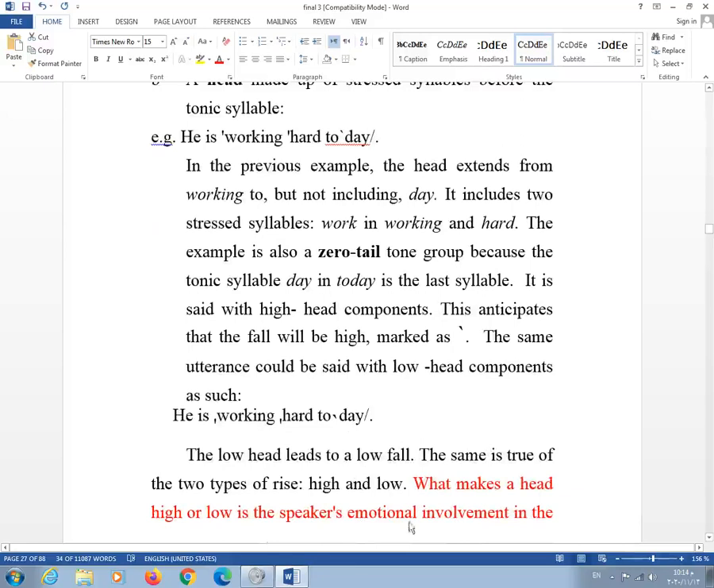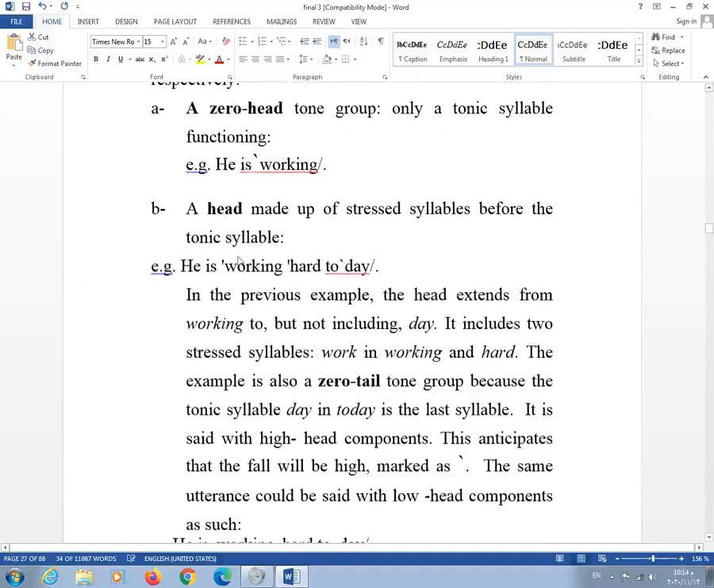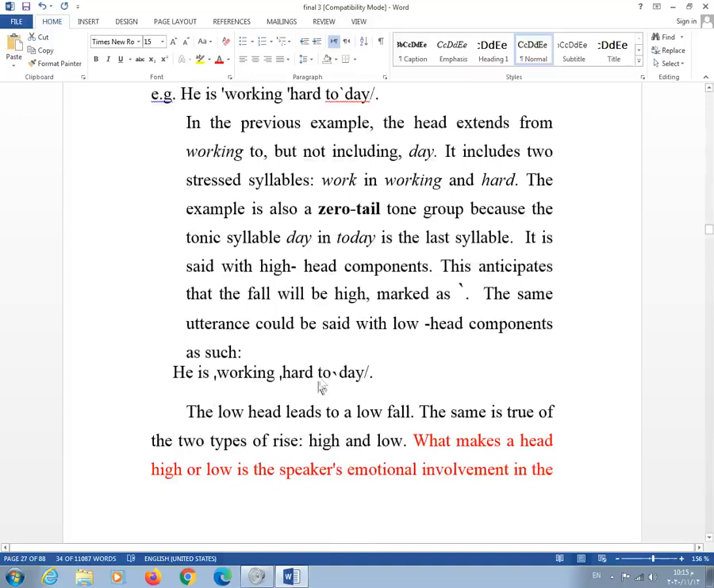It has to do with the speaker's emotional involvement in the interaction. In the first, for example, he's working hard today, maybe I'm happy that he's working hard today. I'm excited and so on. And because I say the head with a high pitch, the falling intonation starts high. So this is a high fall. But here, he's working hard today. This is a low head, working hard today, and because they are put on a low pitch, the fall is low. It's a low fall. So we have low fall and high fall.